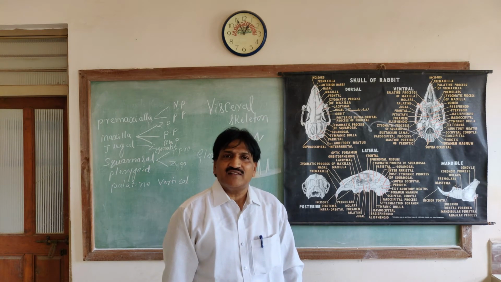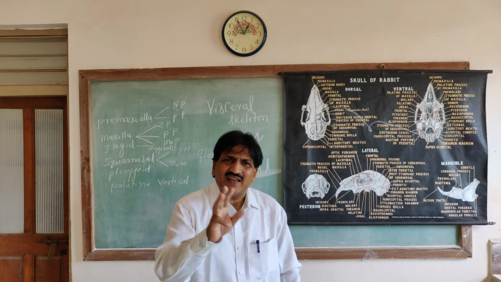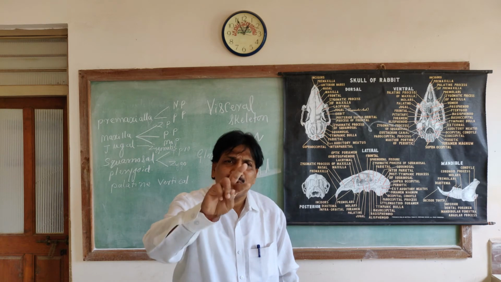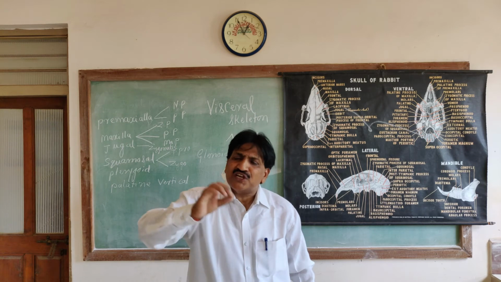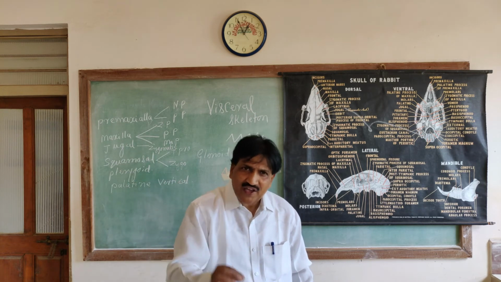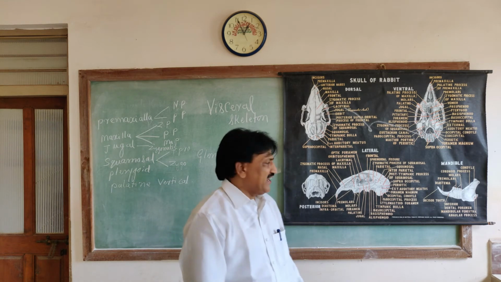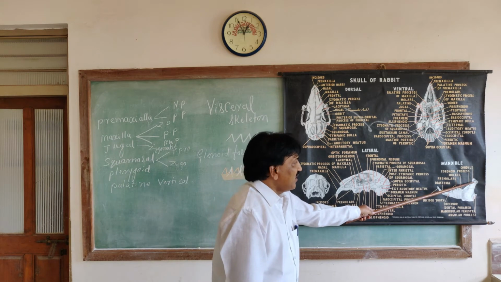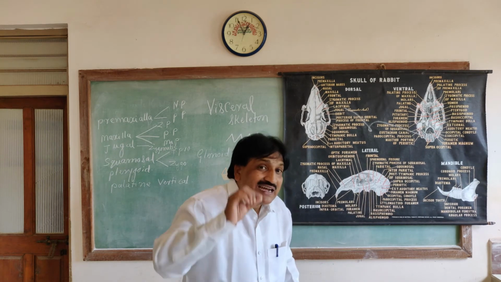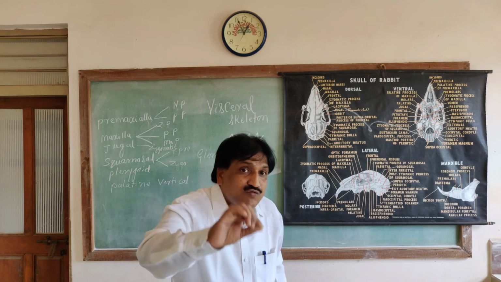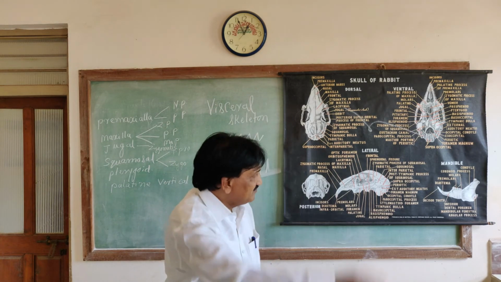What do you call condyle? That condyle has 2 important processes. The posterior part of the lower jaw has a rounded projection. That projection is called condyle, and this condyle articulates with the glenoid fossa of the squamosal bone.